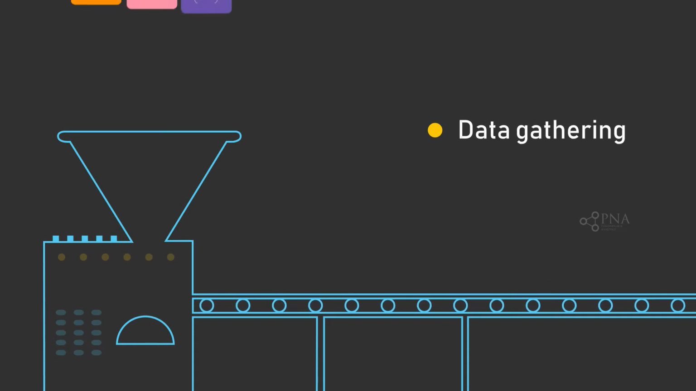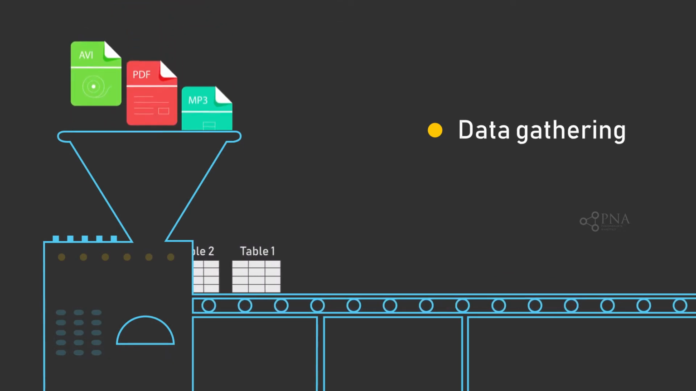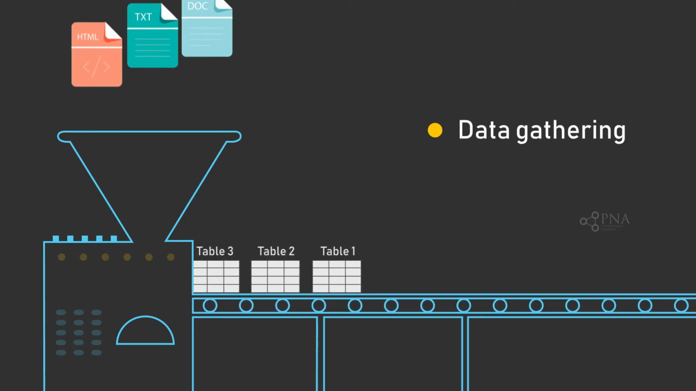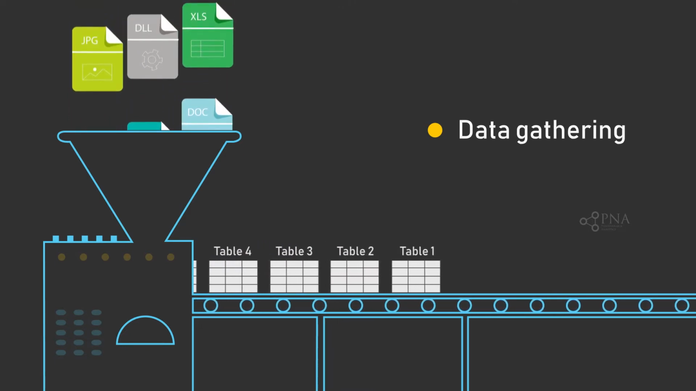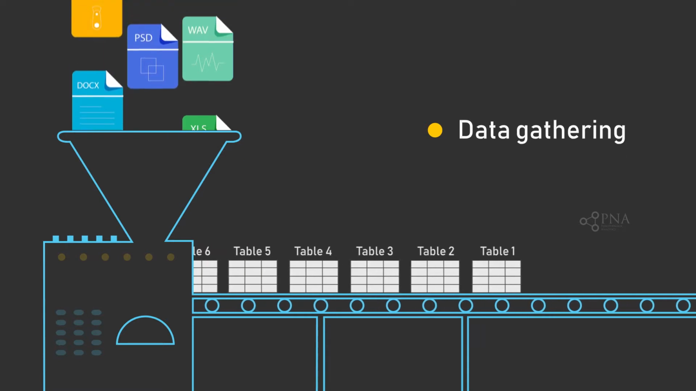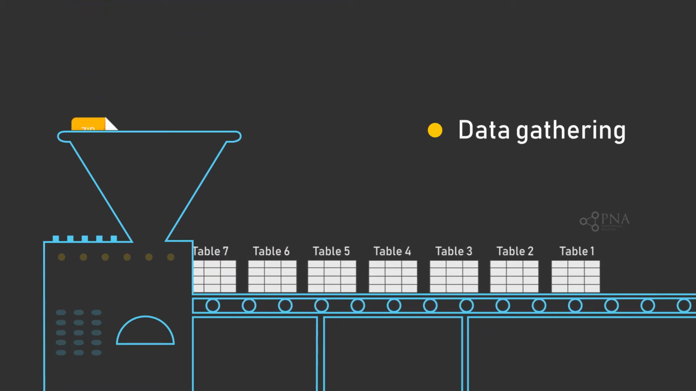The first step is data gathering. To collect data from every source we can and compile them into tables, so we can perform further operations.